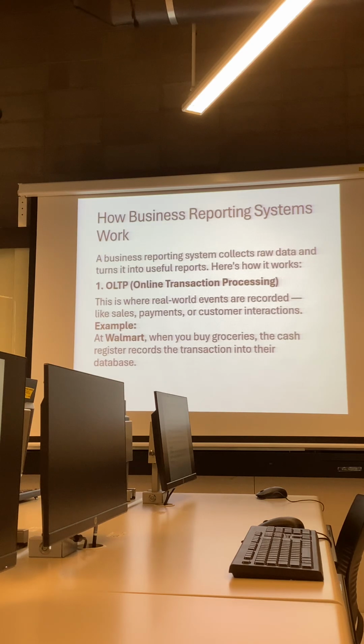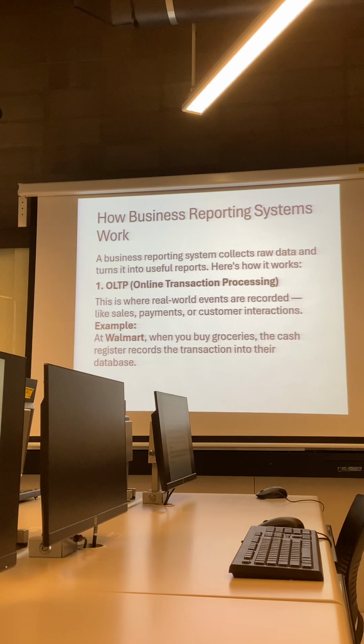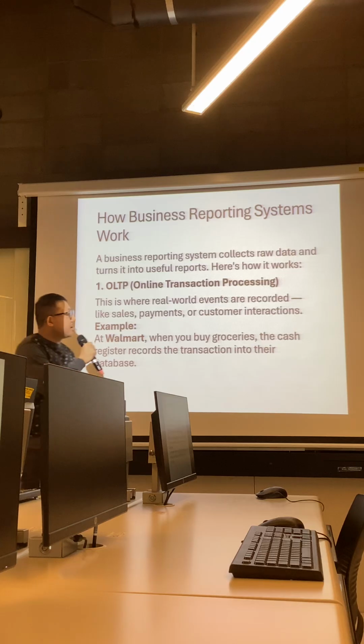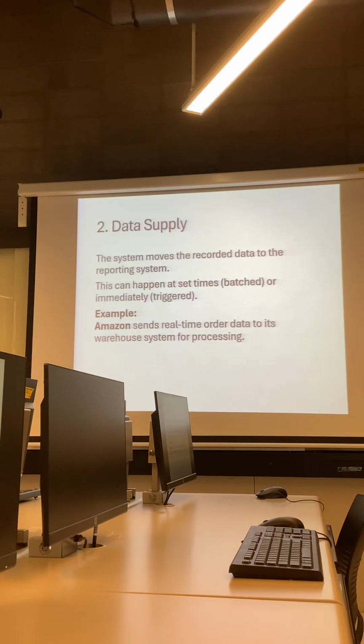How does a business reporting system work? A business reporting system collects raw data and turns it into useful reports. Here's how it works. First, OLTP, online transaction processing. This is where real world events are recorded, like sales, payments, or customer interactions. For example, at Walmart, when you buy groceries, the cash register records the transaction into their database. So you can track every transaction in real time, and catch the data directly.